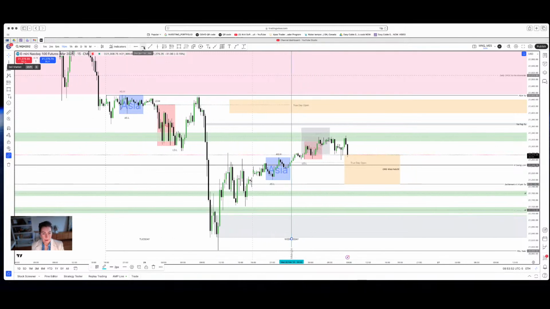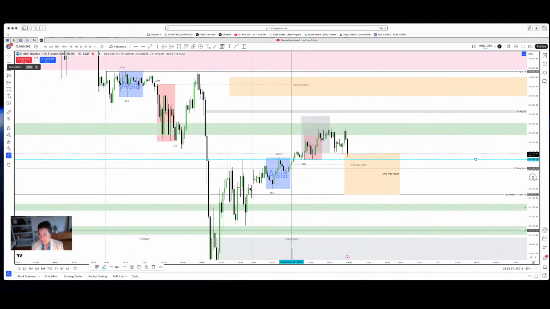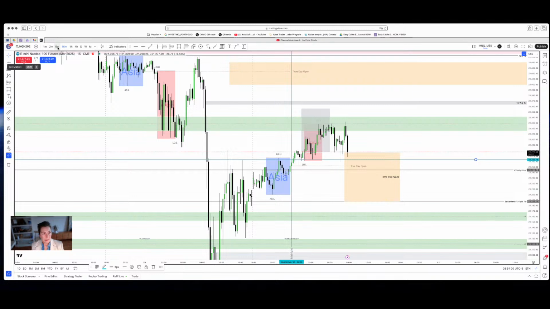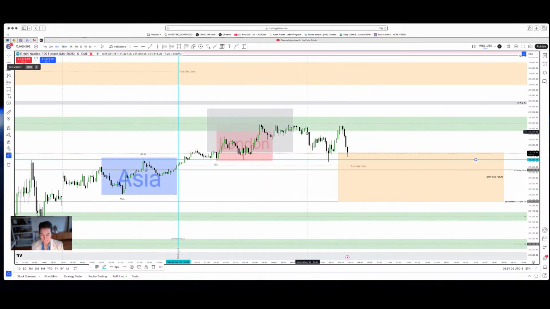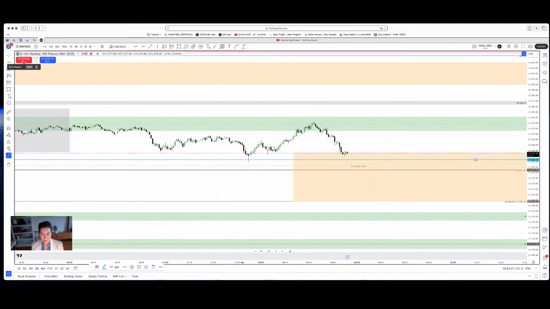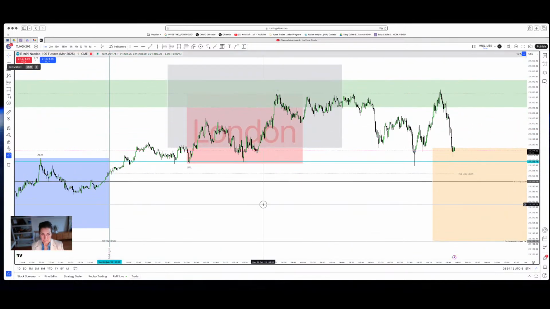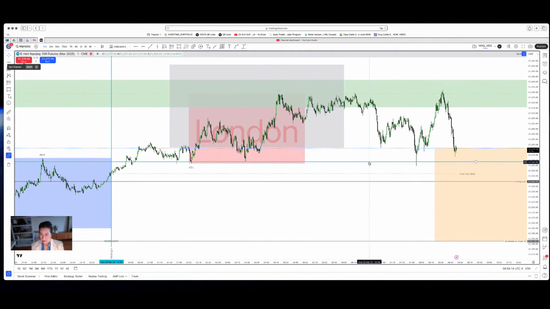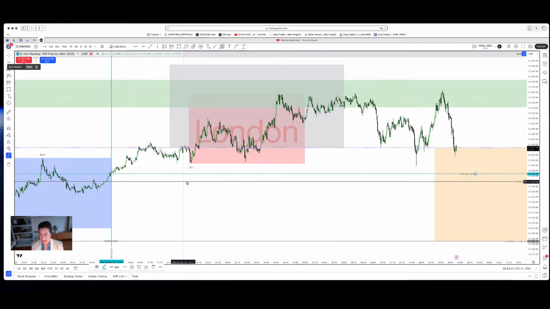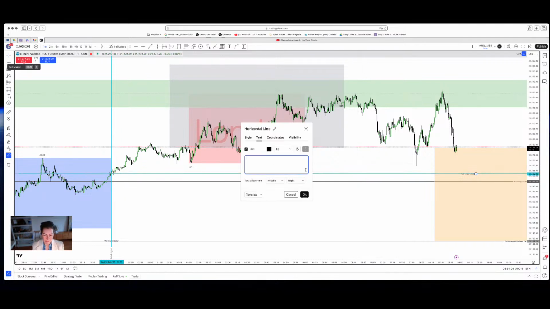And I want to know where price opened at midnight last night. And so I'm going to just drop this. And here is my opening. It's the true day open, or you can just look for the first candle at midnight that opened, and that's the starting price. So that's my true day open. I'll mark that as midnight.